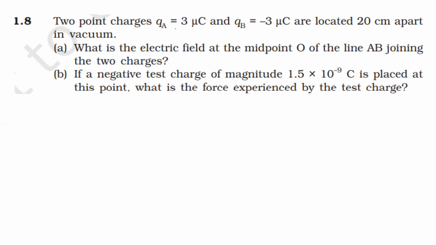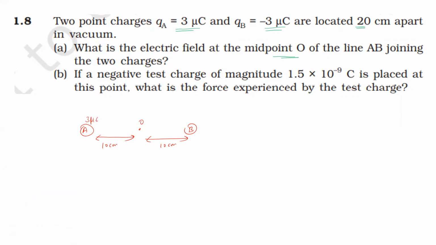Now listen here, we have been given a 3 microcoulomb charge placed at A and a minus 3 microcoulomb charge placed at B. They are separated by a distance of 20 centimeter. Now they are asking us to find the electric field intensity at a point O. Let us take this as point A and this as point B. Now we have to find the electric field at point O. This point O is 10 centimeter distance from A and 10 centimeter distance from B, because A and B are separated by 20 centimeter. At A we placed 3 microcoulomb.